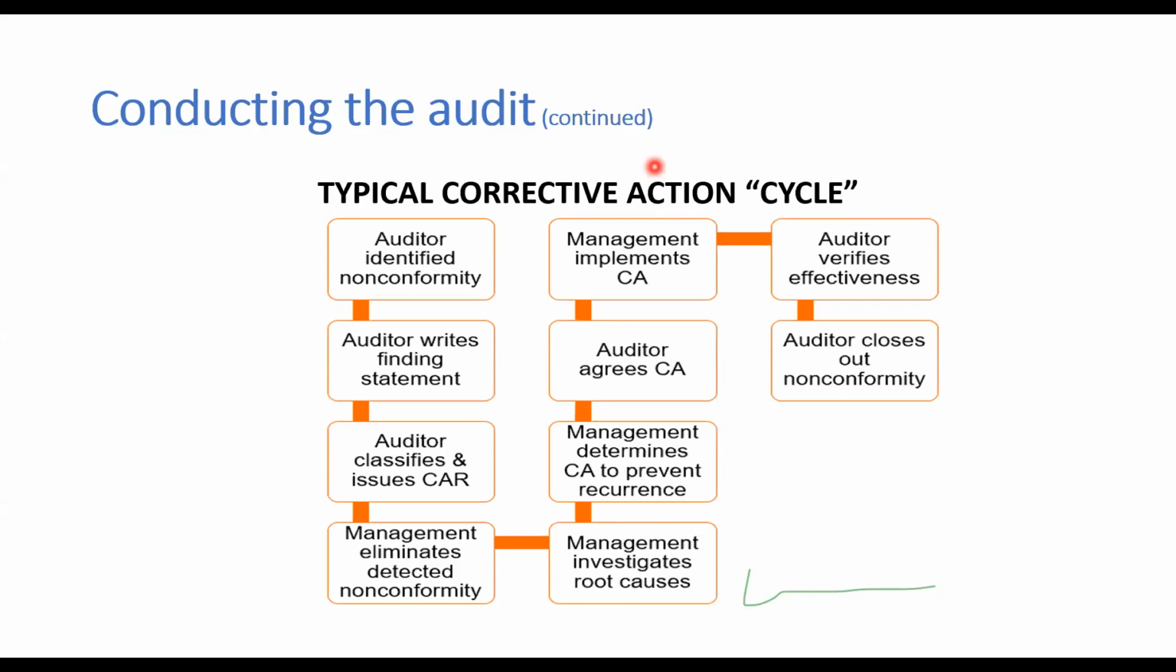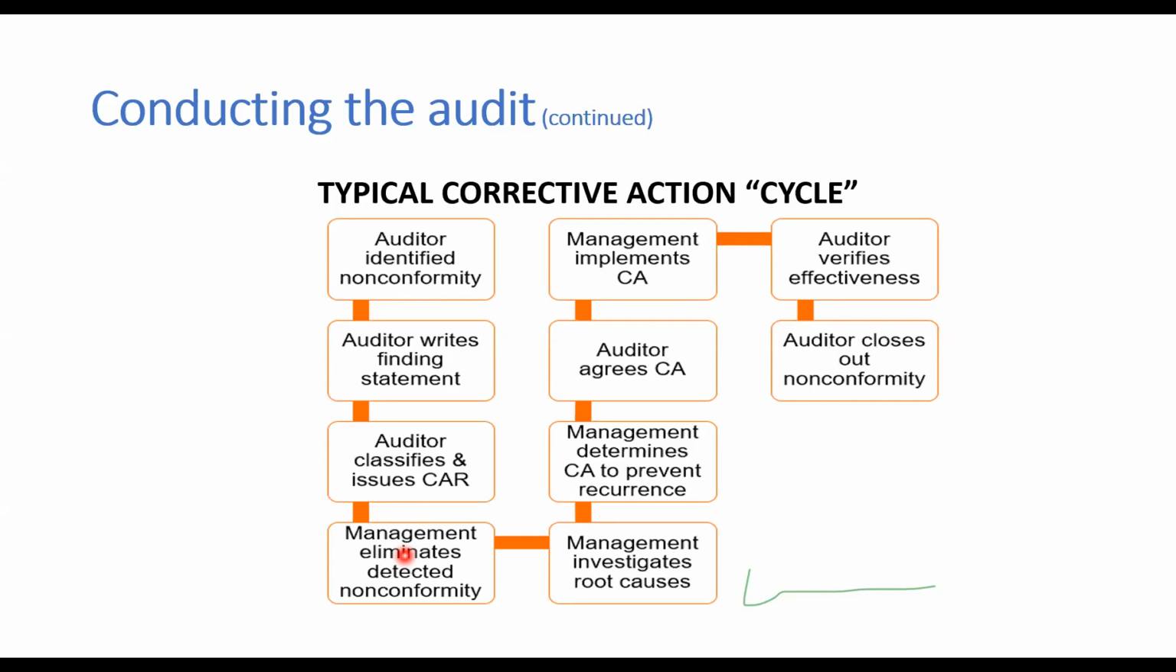This is the typical corrective action cycle, very important when you are going to have a corrective action. There are some responsibilities of the auditor, and some responsibilities of the auditee. Once you raise the corrective action or non-conformity, the job of the auditor is to identify the non-conformity, write it, and classify it. Then it is the job of management or the department to eliminate the detected non-conformity.